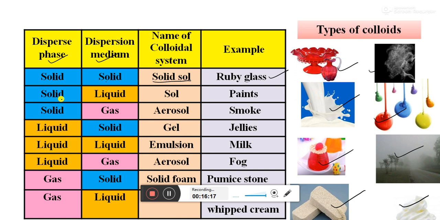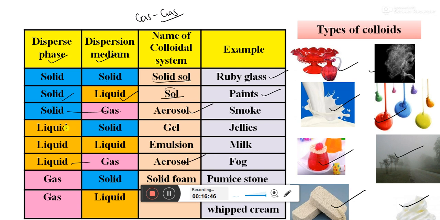If the dispersion phase is solid and the dispersion medium is liquid, it is called a sol, solid in liquid. Example: paints. If the dispersion phase is solid and the dispersion medium is gas, remember, dust particles in the air are called an aerosol. Liquid in gas is also called aerosol, and solid in gas is also called aerosol. But remember, gas never forms a colloidal solution.